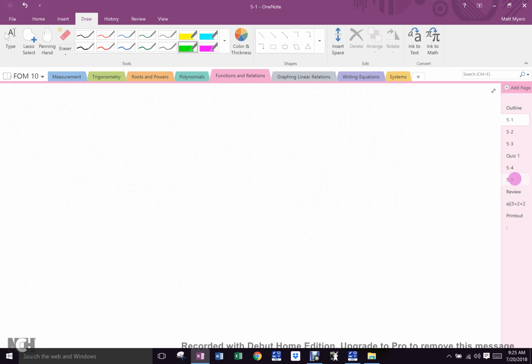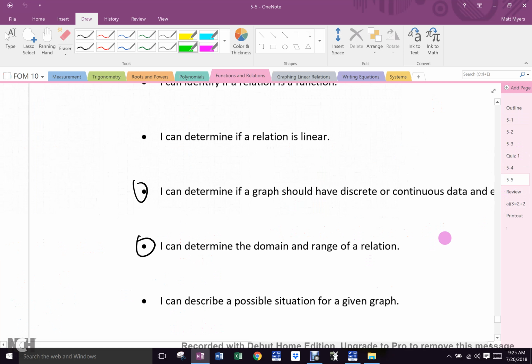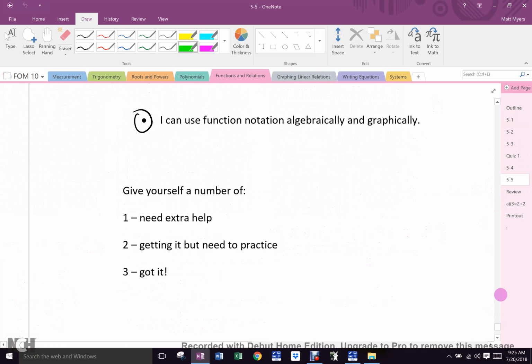Back to the list. So we got, everyone's cool with domain and range now? Ish, you're at least at a 2. Okay. And function notation.